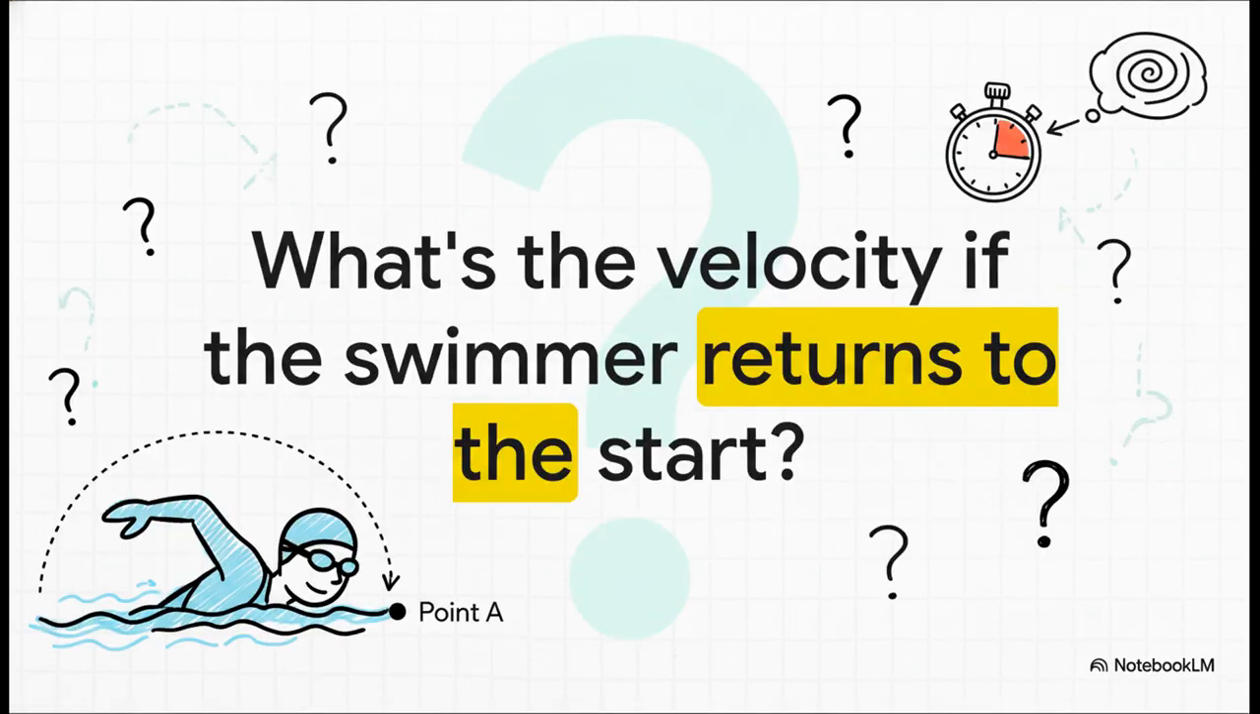Okay, before we go, I want to leave you with a little brain teaser to make sure this all sunk in. What if our swimmer did the whole trip, but ended up right back where they started, at point A? What would their total displacement be then? And if you know that, what would that make their average velocity? I'll let you think on that one.